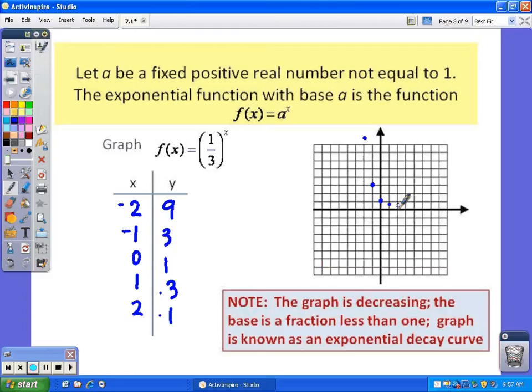1, 0.3, and 2, 0.1. Connecting the dots, we would have our graph, and if you'll notice, this time is completely opposite. The left-hand side is going straight up, the right-hand side is getting very, very close to the x-axis, but never touching it or crossing it. And this graph is decreasing, and this will always happen when your base is a fraction that's less than 1.